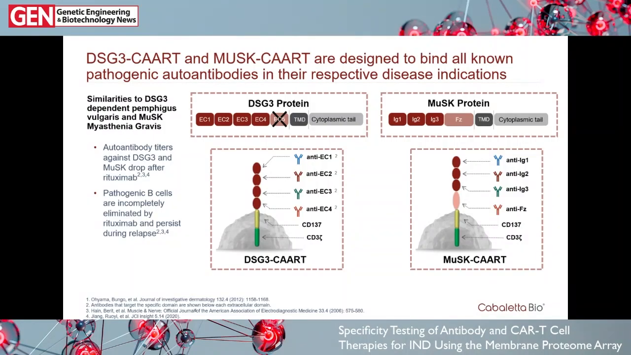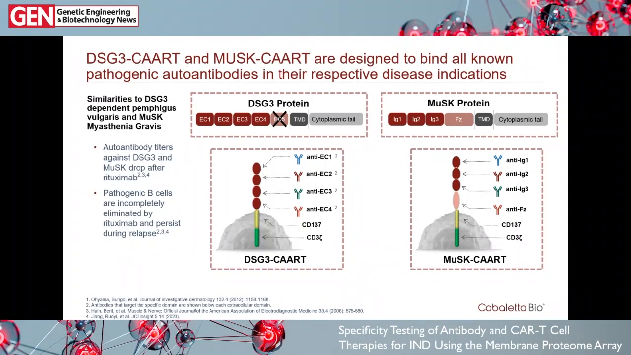In the respective indications, the autoantibody titers against DSG3 and MuSK drop after rituximab treatment. However, it is sort of an incomplete elimination of these pathogenic B cells, and these autoantibodies tend to persist during the relapse. So to counter this problem, Cabaletta has designed these 2 CAAR T products to treat the patients with PV and with myasthenia gravis.